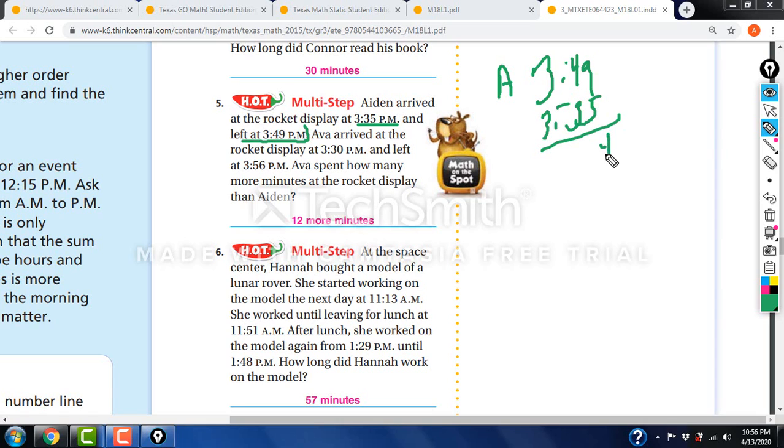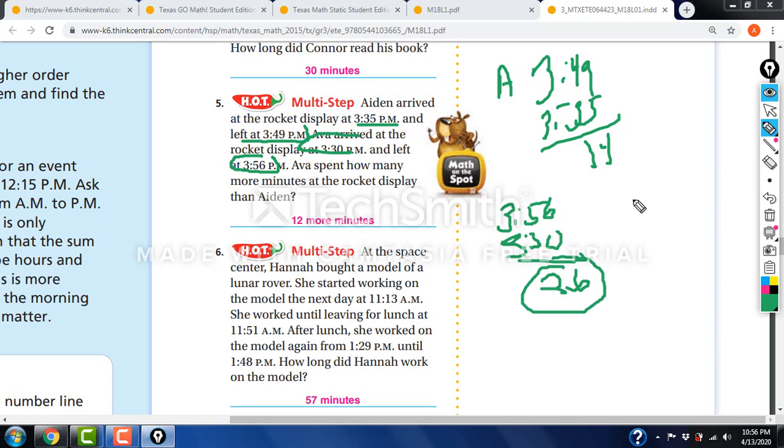That's 14 minutes. Ava arrived at the rocket display at 3:30, and she left at 3:56. So 3:56. We have to find her elapsed time. 3:30. That's 6. 26. So it took Ava 26 minutes, and it took Aiden 14.